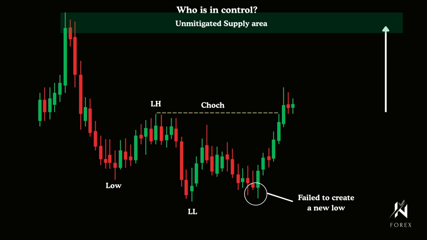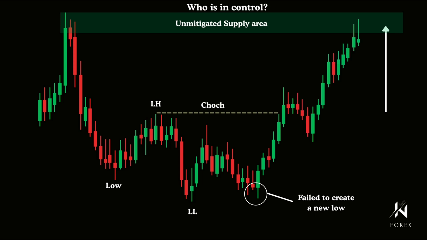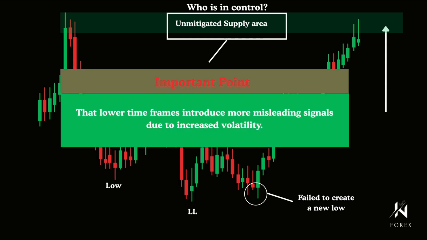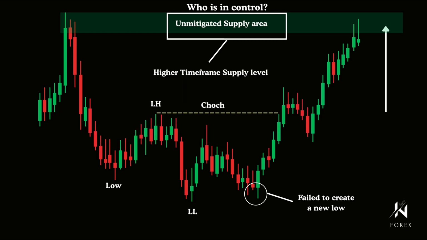All these illustrations so far were confined to a single time frame, but in practice we apply this method on multiple time frames. For instance, that demand zone might align with a major level on a higher time frame. Whenever you're evaluating the bias, start from the higher time frames and work your way down. One key point to remember is that lower time frames introduce more misleading signals due to increased volatility. Hence it's essential to ground your analysis using primarily the daily and 4-hour charts. This is also why setups based on price action generally perform better on the 1-hour chart compared to the 1 minute, as shorter time frames contain more market noise.